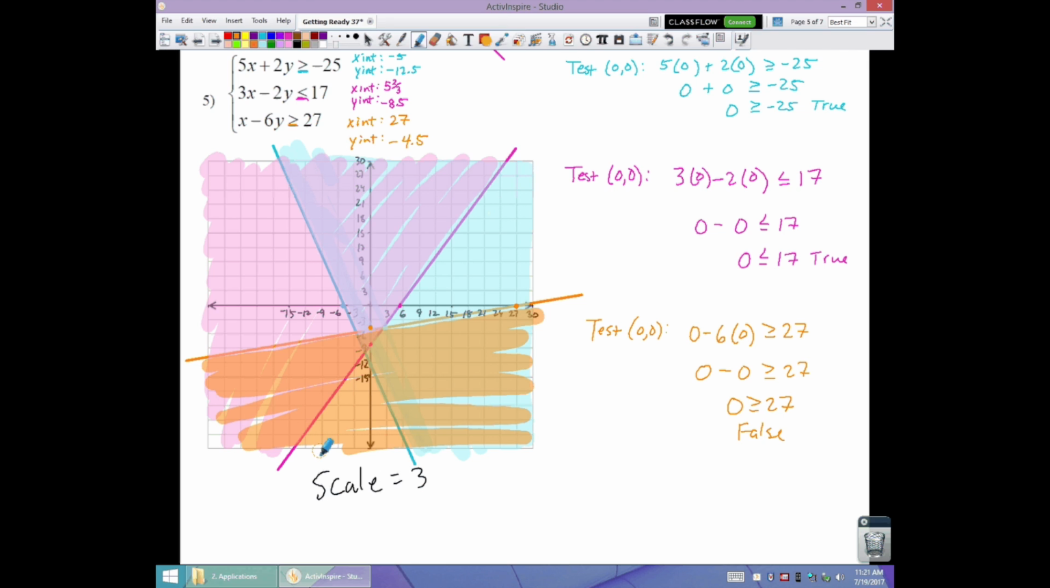That would actually be the solution to this system. Well, it's just this little triangle here in the center. That's the only place where all 3 colors overlapped. So if you wanted a point that you could substitute into all 3 of those, it would have to come from this small little triangular region.